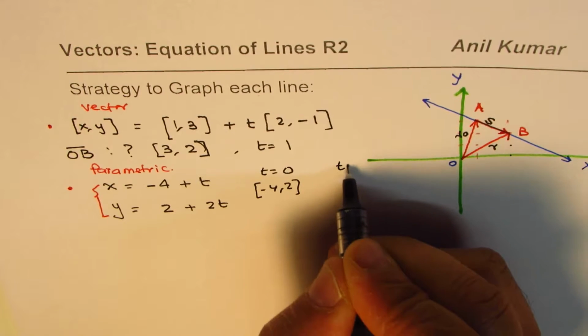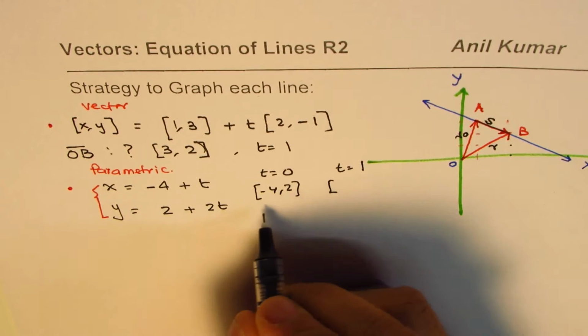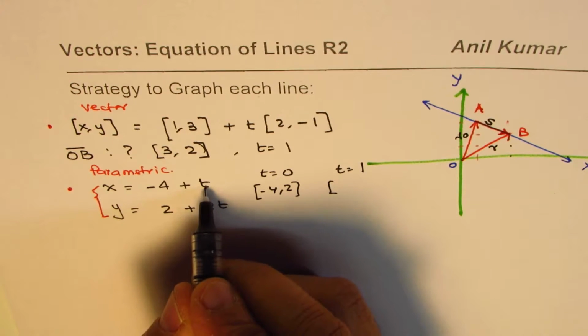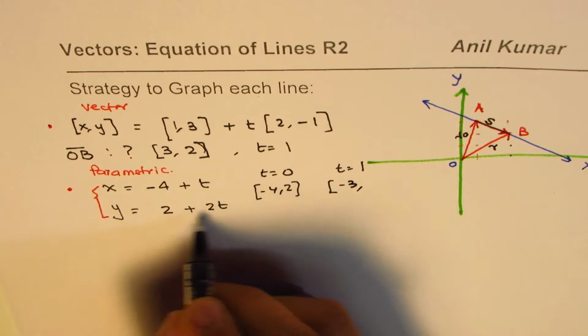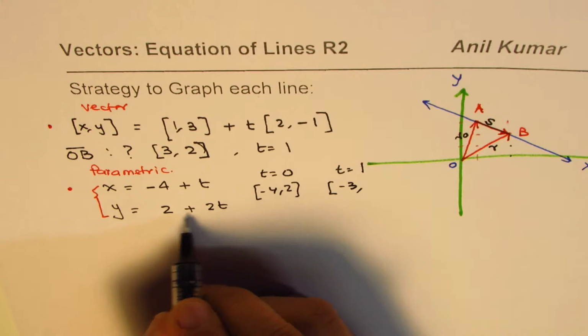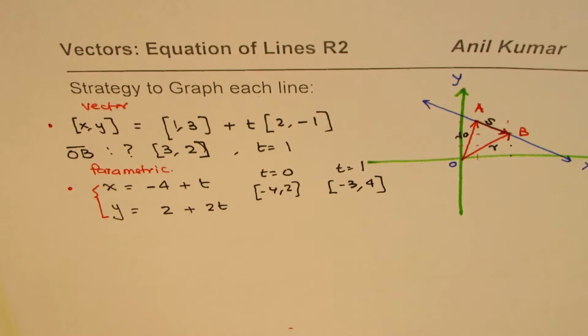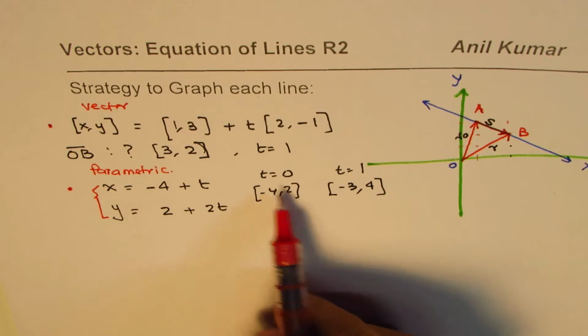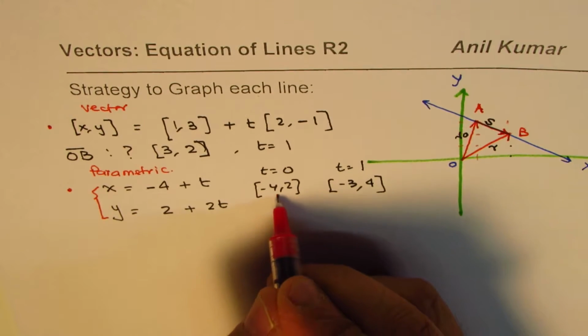And if I write t equals 1, then I'll get another vector, which will be, if I write 1 here, -4 plus 3, that is -3, and 1 here, so it'd be 4, right? So (-3, 4). Is it okay? So we get 2 points. Once you get 2 points, then you can locate these points. So let me call these points P and Q.